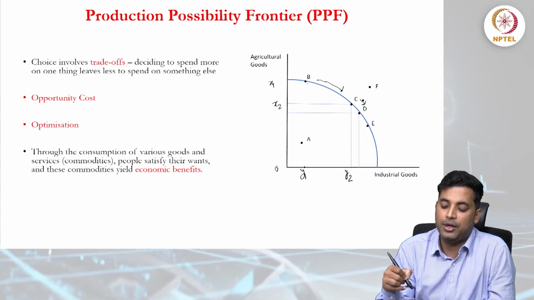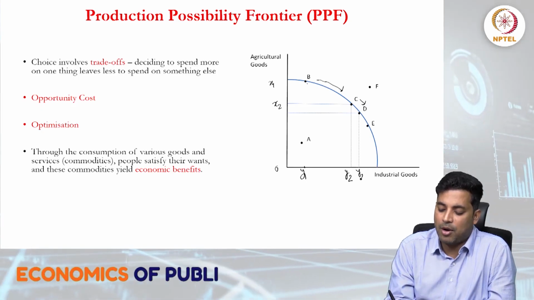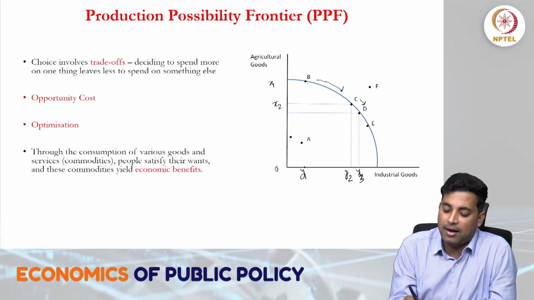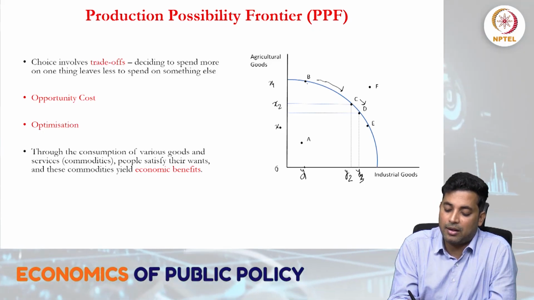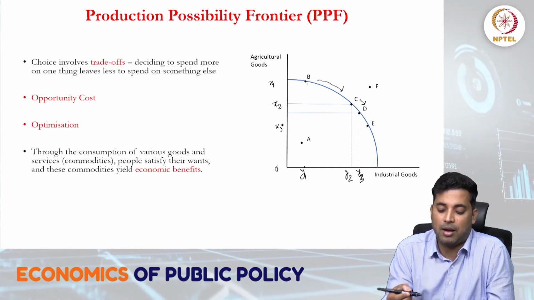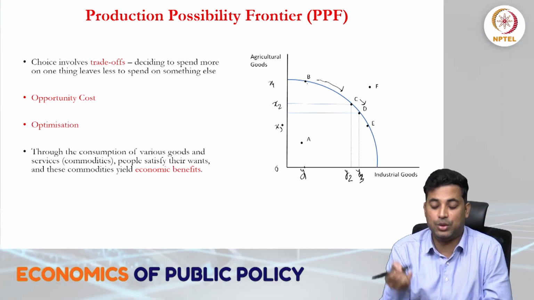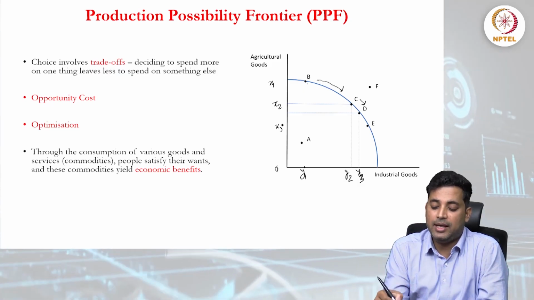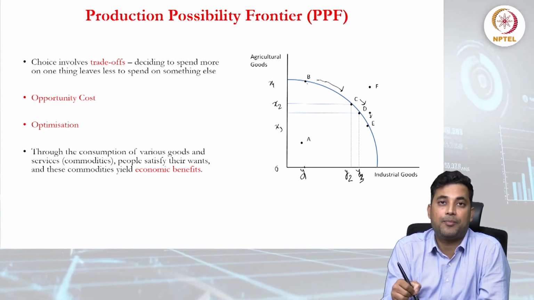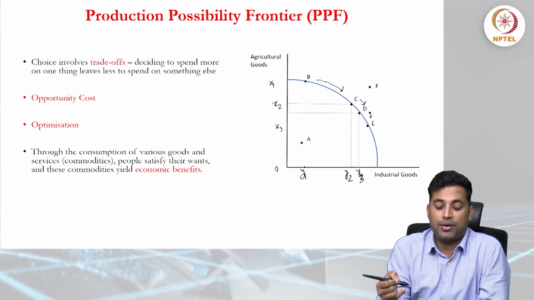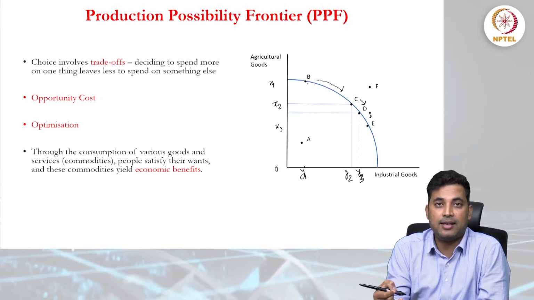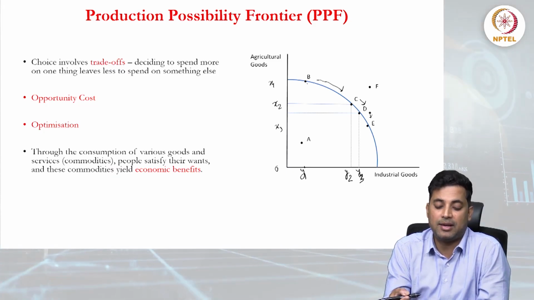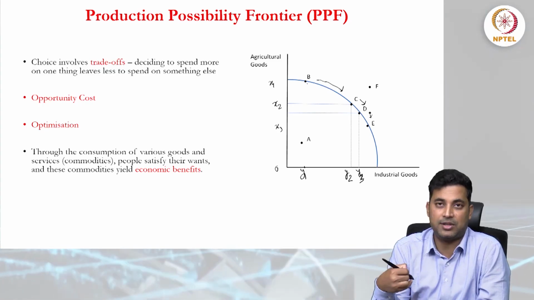Further, if I move to D, here there is more industrial goods, say OY3, and less agricultural goods, X3. So at all these points B, C, D and E, countries or producers are having the best combinations, but there is a trade-off between the two commodities, agricultural goods and industrial goods.